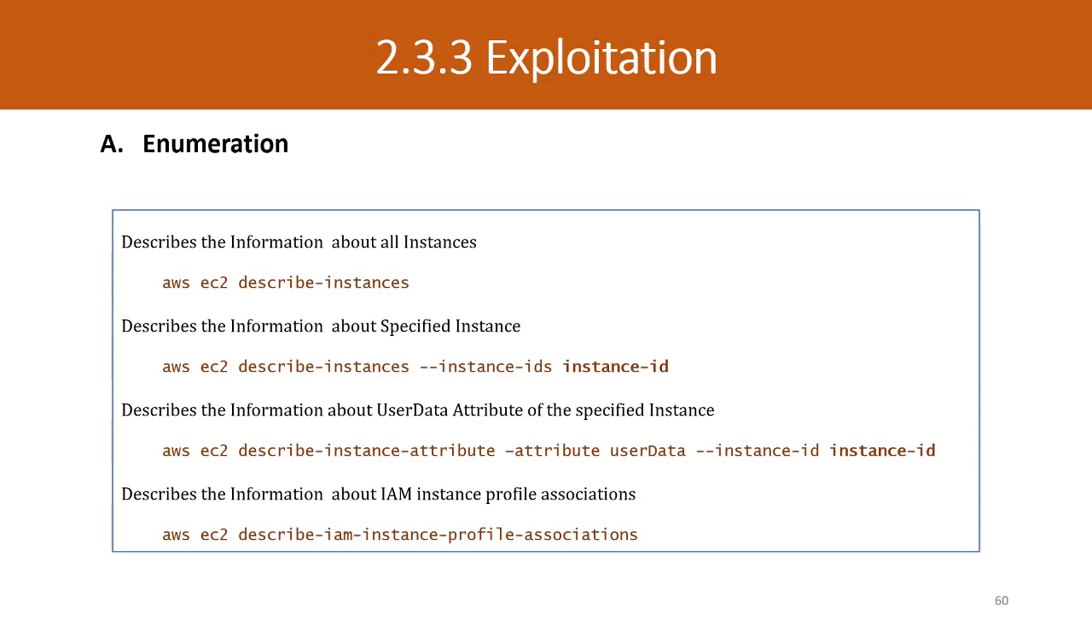Is there any user specific data, or any metadata attached to this instance, and what are the roles attached or associated with this instance? We will enumerate all this information using only AWS CLI options. So suppose you get the access key or credentials of any user, or you compromise the access key or credentials of a user, how can you configure your CLI and enumerate different information regarding the EC2 services?